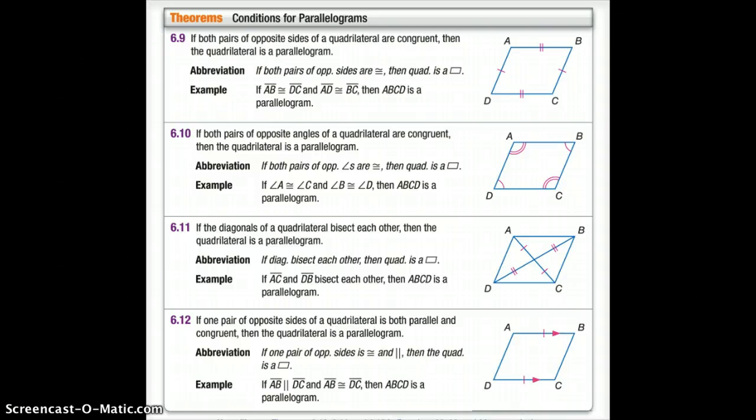First, let's remember that a parallelogram is a quadrilateral that has two pairs of parallel sides. If your quadrilateral is a parallelogram, it will also have the following conditions in evidence. If both pairs of opposite sides are congruent, you also have a parallelogram. Likewise, in a parallelogram, there are two pairs of opposite angles congruent.